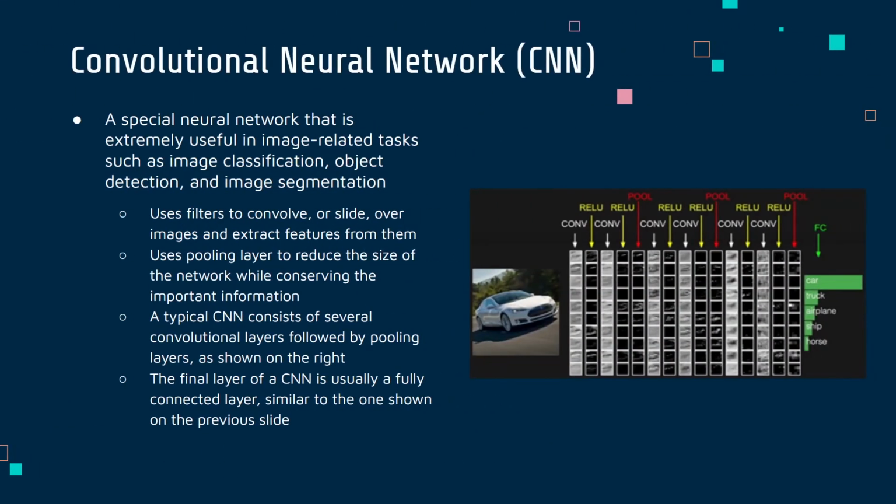A CNN, or a convolutional neural network, is a special type of neural network that is useful in image-related tasks such as image classification, object detection, and image segmentation. It uses various filters to convolve or slide over images while extracting features from them, creating feature maps. Pooling layers are then used to reduce the size of the network while conserving important information. A typical CNN consists of a structure shown on the right with multiple convolutional layers and multiple pooling layers, followed by a fully connected layer.